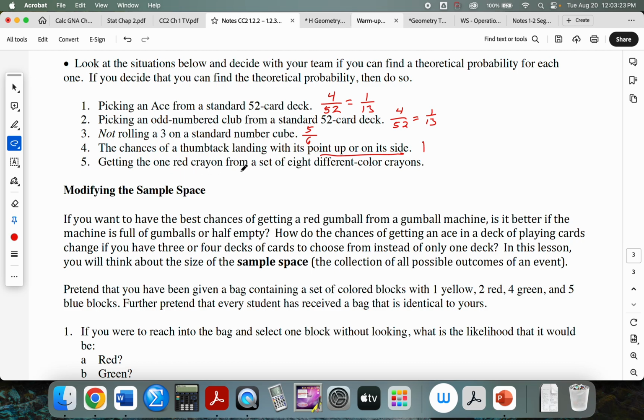All right, the chance of getting 1 red crayon from a set of 8 different color crayons. 1 out of 8.